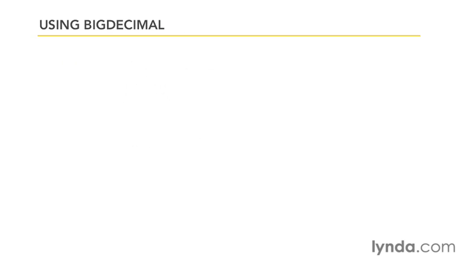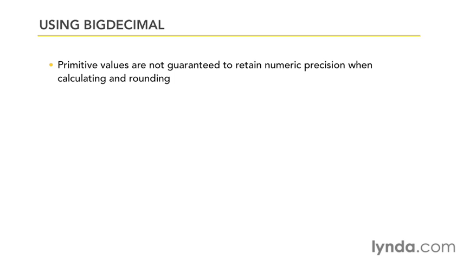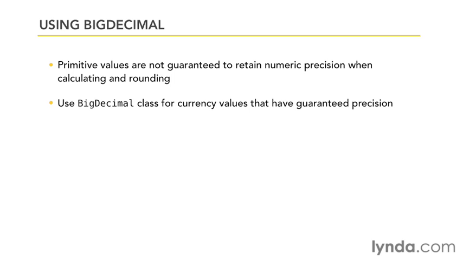There's one other major issue to know about when you're working with numbers. If your application requires numeric precision when you're doing calculations or rounding, you shouldn't use primitives for this purpose. The problem is that primitive values are stored in memory in a way that can't guarantee that precision. Instead, you should use a class called BigDecimal. Especially when you're working with currency values and you need to do certain kinds of math, the BigDecimal class can help you guarantee that precision.